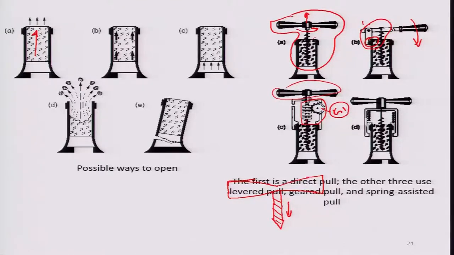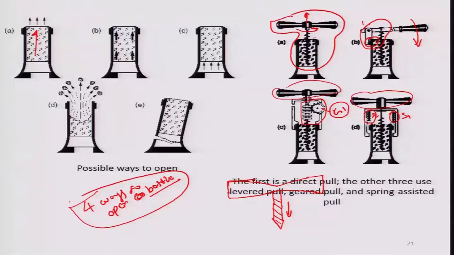And the fourth is the spring assisted pull. Here you apply a force, and due to the spring force, there are two springs S1 and S2, a compressive load will be applied, and after rotating the handle, it will get opened. So you can see that there are four possible ways to make a cork opener. Either you can use a direct pull, a levered pull, a geared pull, or a spring assisted pull. So these are the four ways to open a bottle.